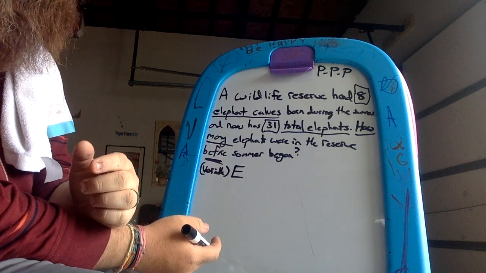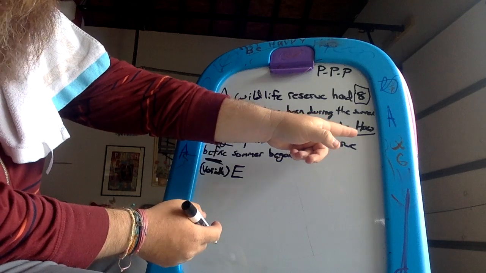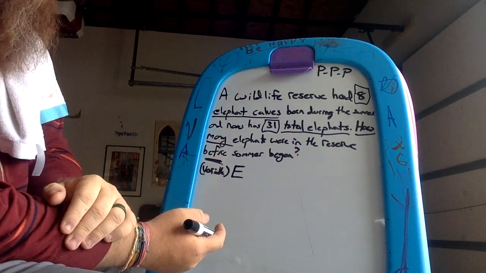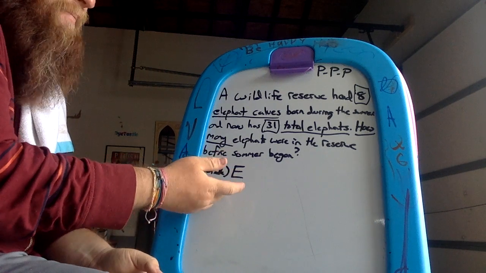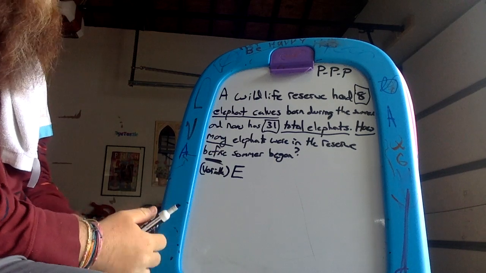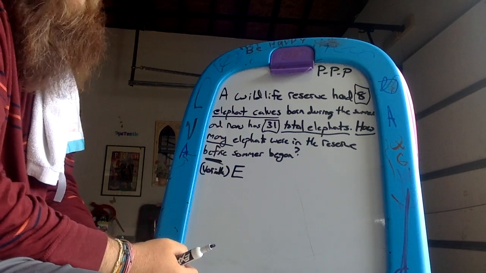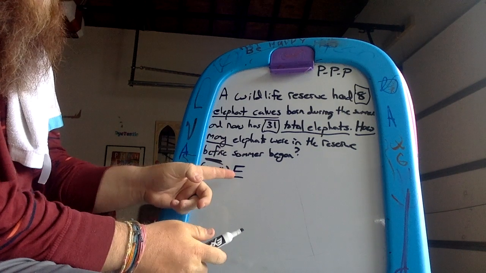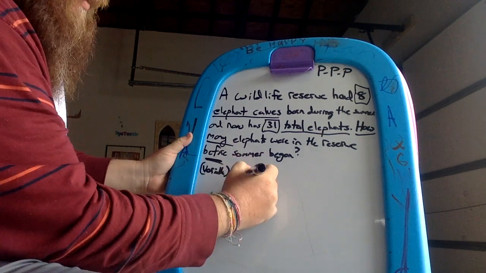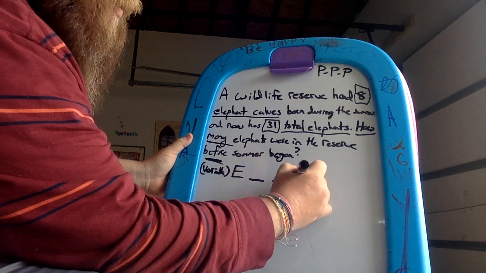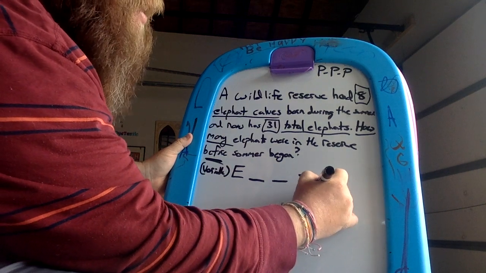That's the letter you need to use because the question at the end says how many elephants were in the reserve before summer began. So the final answer you're going to get is telling me how many elephants were there before the summer began. So now I have to think about, all right, before the summer began. We know E is the variable. We need to figure out the operation. We need to figure out the whole number. We know it has an equal sign and then the other number.